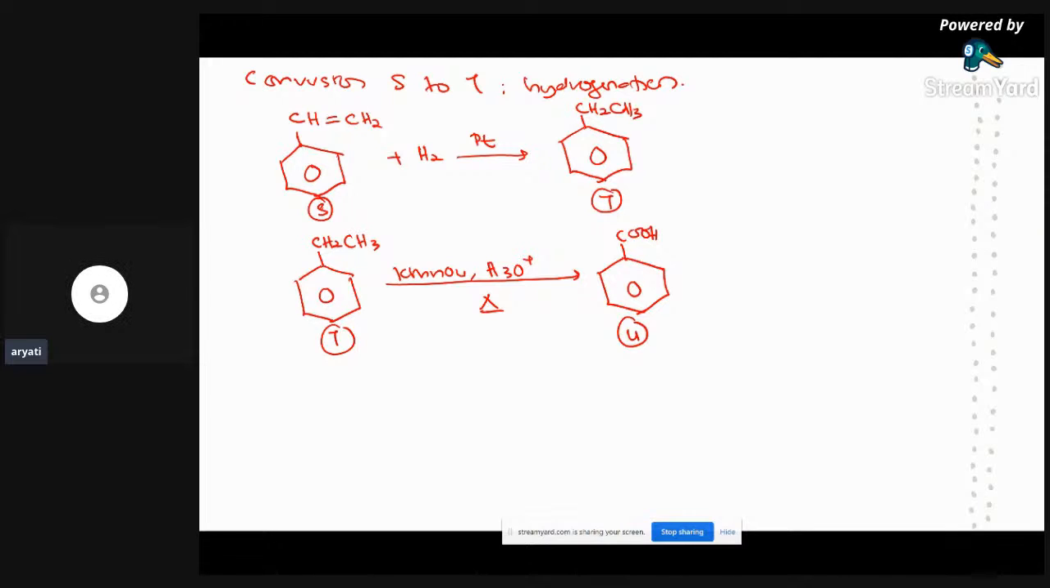Kemudian structure for S. So salin balik S, ialah CH double bond CH2, so this is S. React with HBr, so tindak balas mengikut Markovnikov. H will be added to carbon with more H. So sini jadi CH, sini jadi Br. So CH2 plus H jadi CH3.